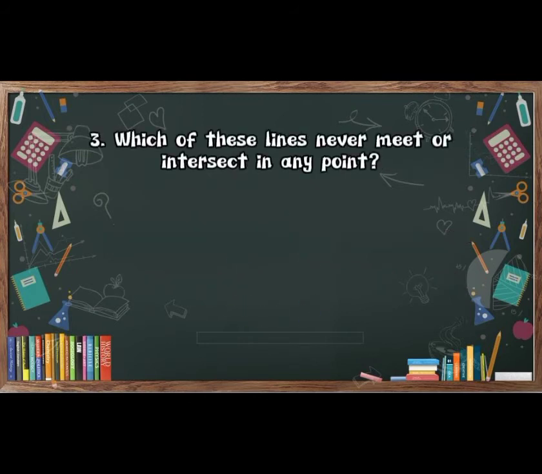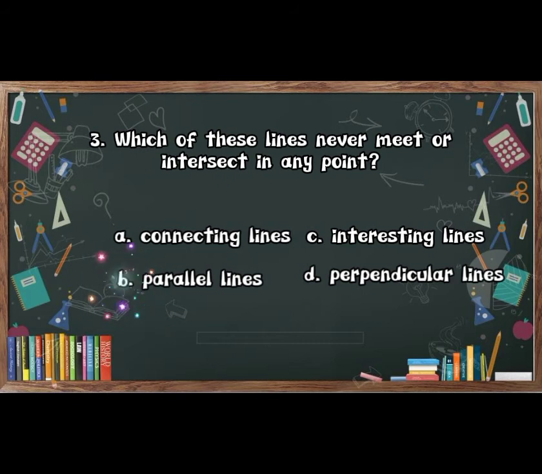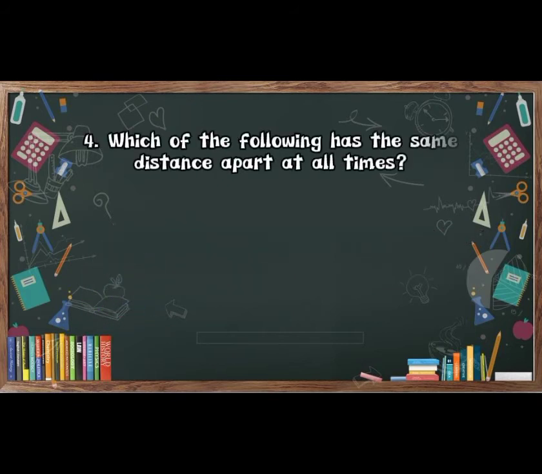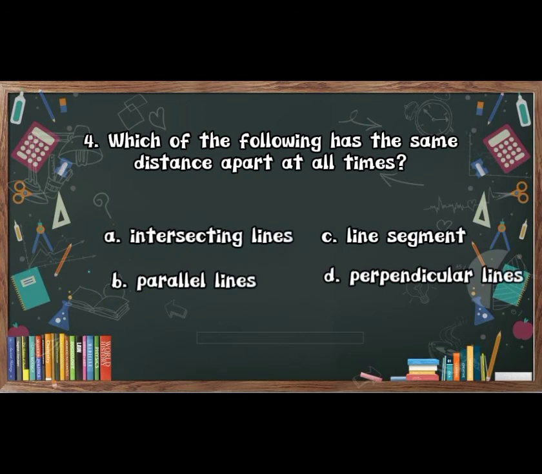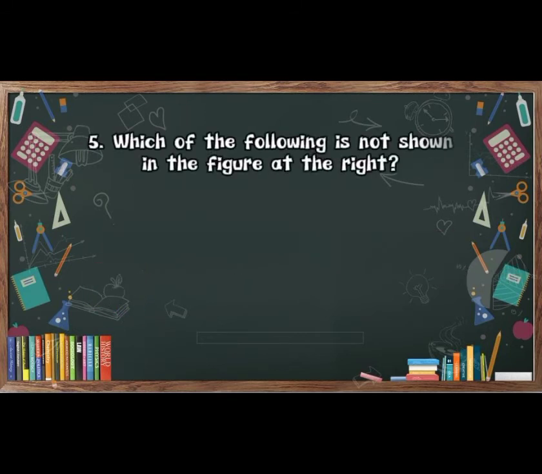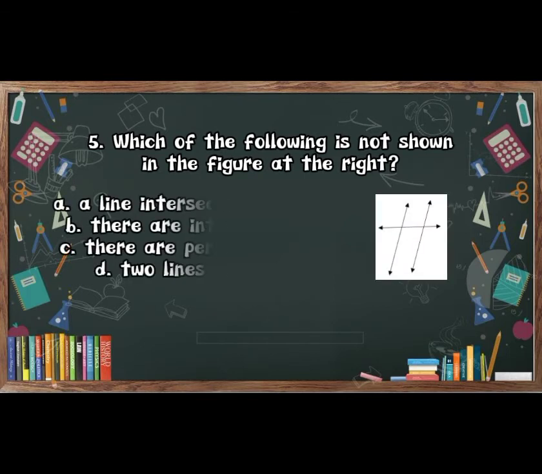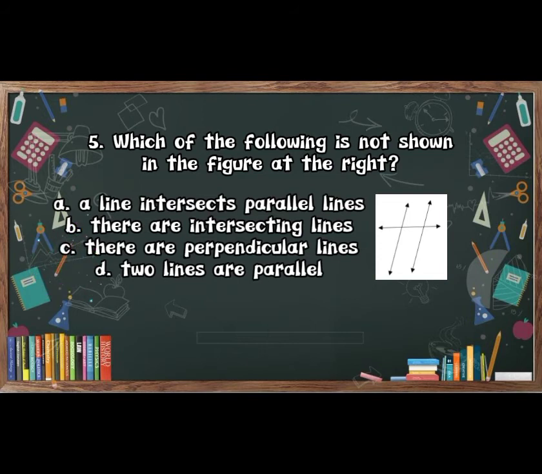Number 3. Which of these lines never meet or intersect in any point? B. Parallel lines. Number 4. Which of the following has the same distance apart at all times? B. Parallel lines. Number 5. Which of the following is not shown in the figure at the right? C. There are perpendicular lines.